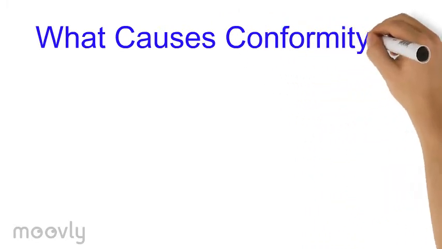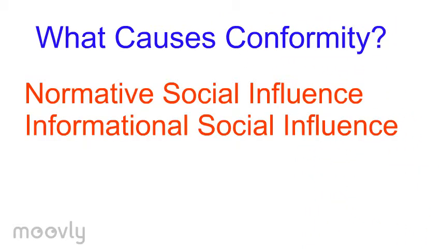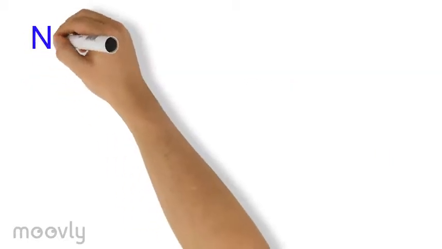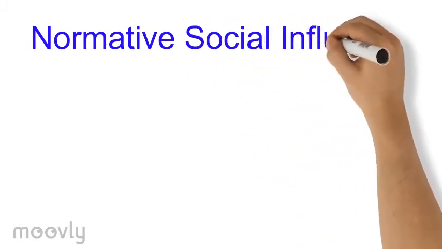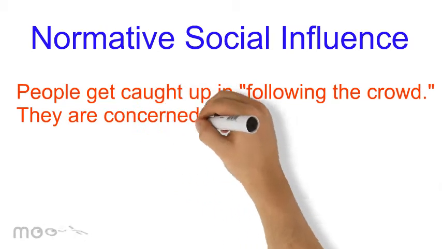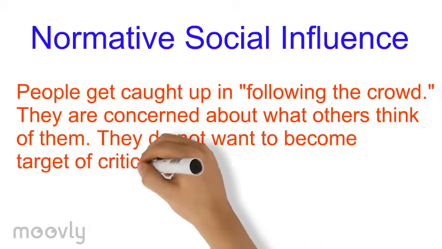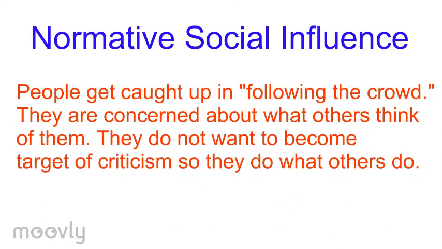There are two main causes of conformity. The first one is normative social influence, and the second is informational social influence. First, let's take a look at normative social influence. Normative social influence occurs when a person is concerned about fitting in and being accepted. Since they're so worried about this, they mimic the actions of the people around them.